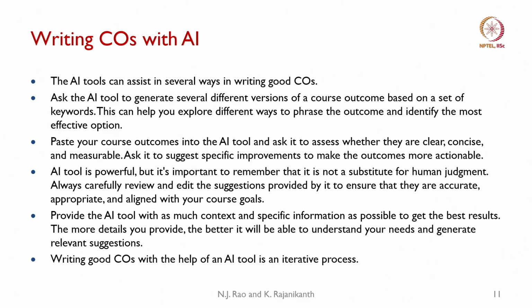Paste your course outcomes into the AI tool. You write first if you want, and paste it into the AI tool and ask it to assess whether they are clear, concise, and measurable. But when you say clear, concise, measurable, it helps if you can define what you mean by measurability, what you mean by conciseness. Ask it to suggest specific improvements to make the outcomes more actionable.